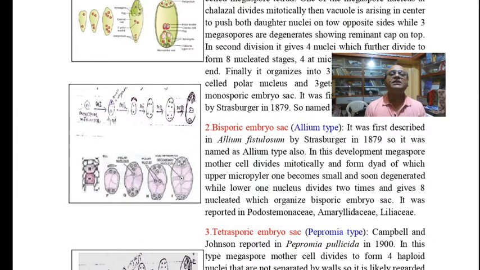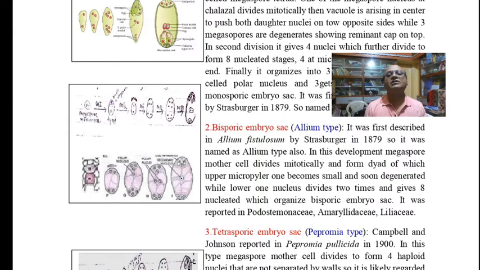The second one is bisporic. Bi means 2. Only 2 megaspore cells take part in the development of the embryo sac, so it is called bisporic. We look at this structure with 2 cells, the dyad. From this dyad it divides and forms 4 nucleated cells, then 8 nucleated cells, and the 8 nuclei are reorganized as 3 plus 2 plus 3, the same as in the monosporic type.